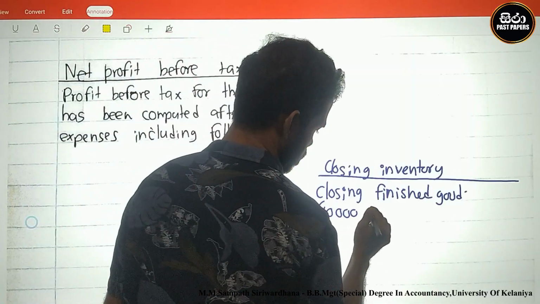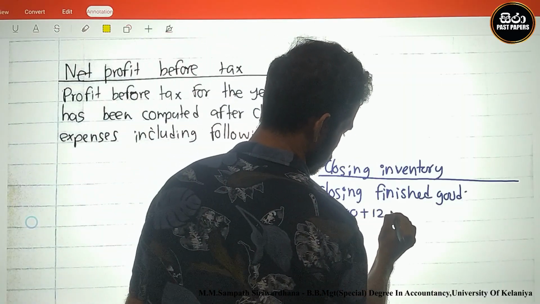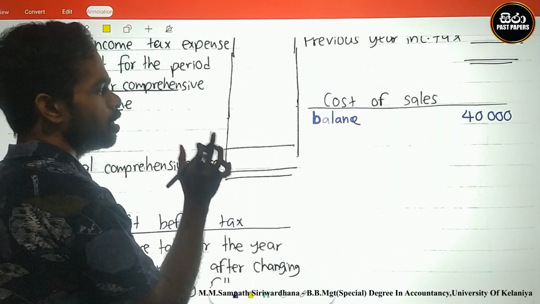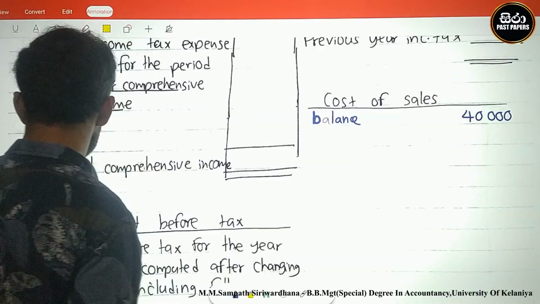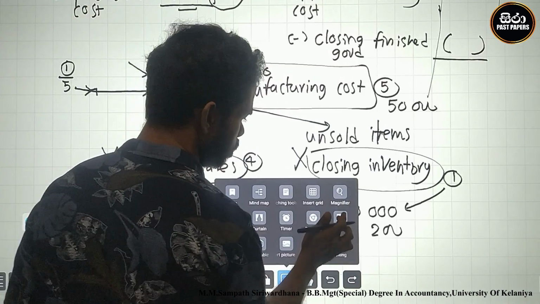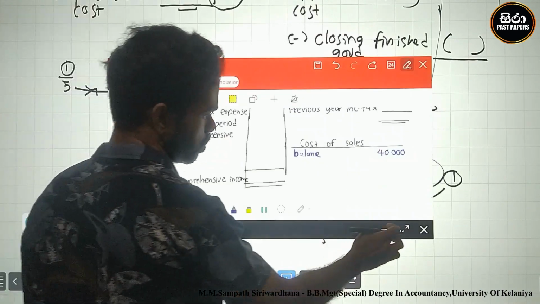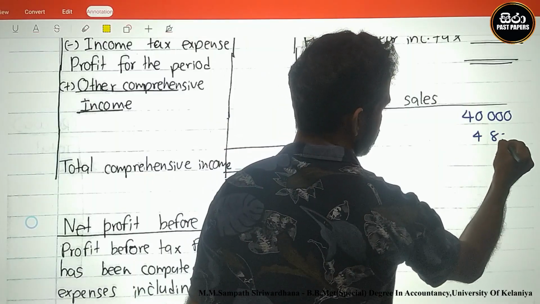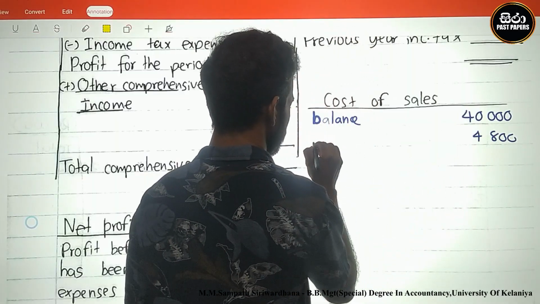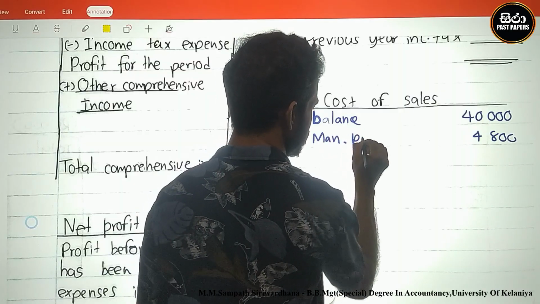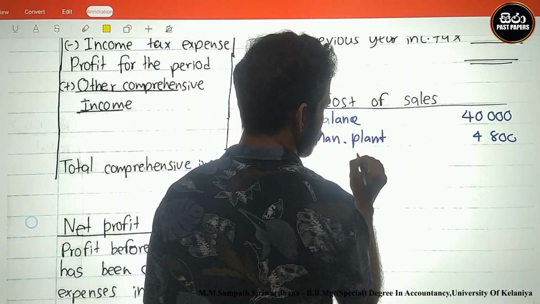Okay, add 1,200 to finished goods. The remaining balance is related to cost of sale. What is the amount related to cost of sale? 4,800. 4,800 should be added to cost of sale. What is the meaning? Manufacturing plant depreciation.